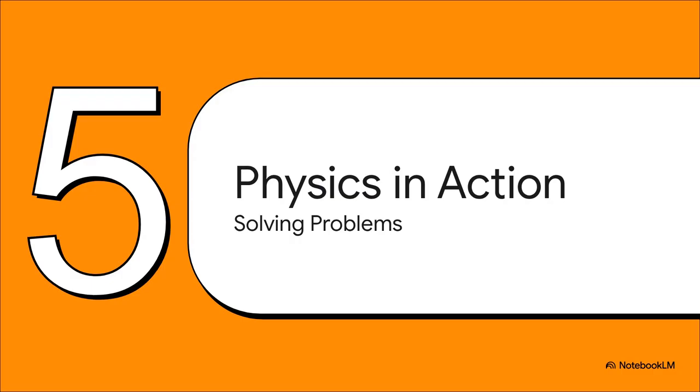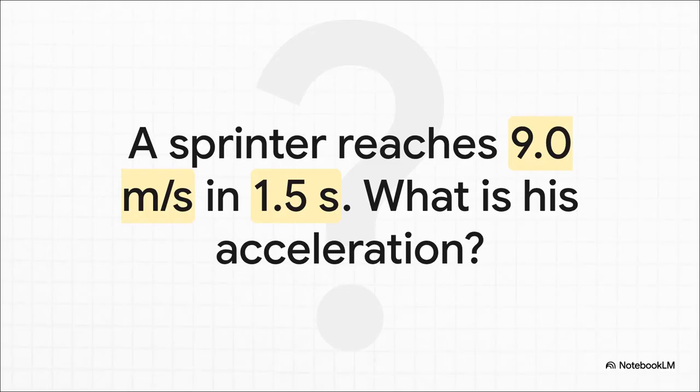All right, enough talk. Let's put this toolkit to the test. The only way to really get a feel for these equations is to actually use them. So let's walk through a couple of classic problems together. Okay, first scenario. Picture a sprinter, coiled and ready in the starting blocks. The gun goes off. We know he starts from a dead stop, we know his final speed, and we know exactly how long it took him to get there. So the question is, what was his average acceleration?